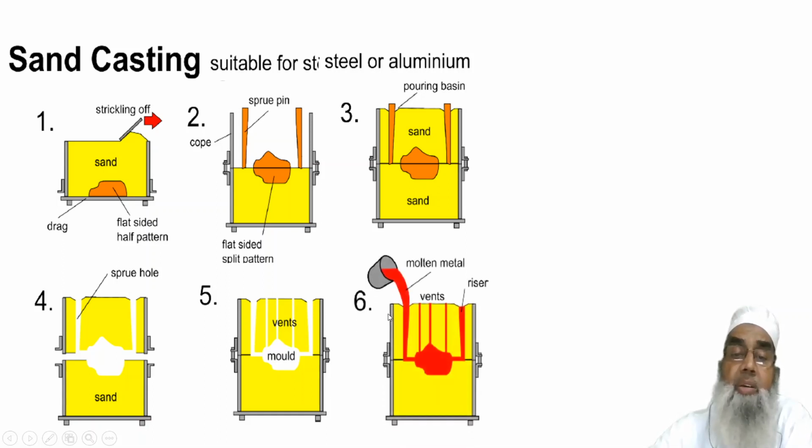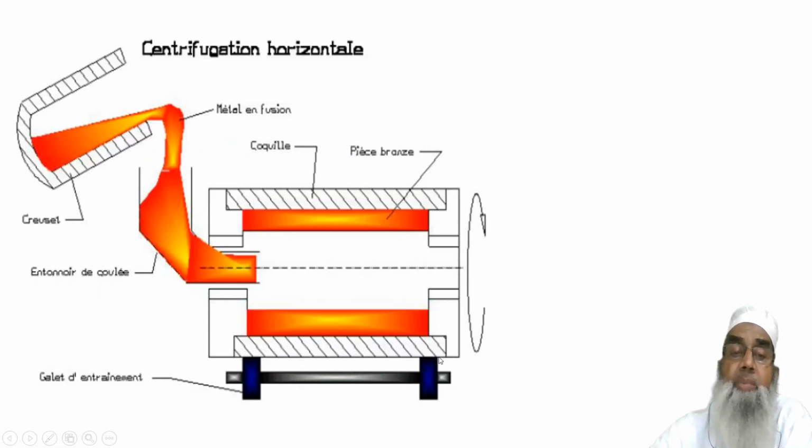After that, the molten metal is poured into the mold cavity via the gating system, and the riser is there to feed it. This is the common sand casting process.